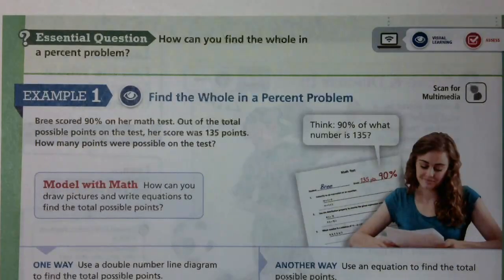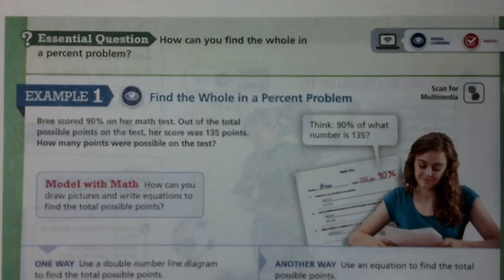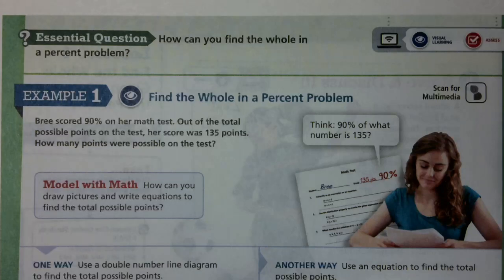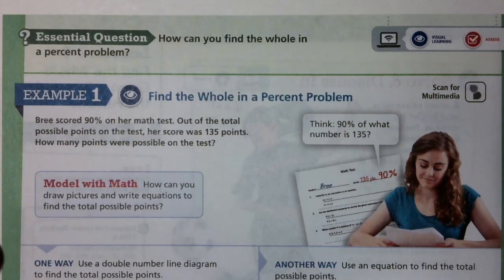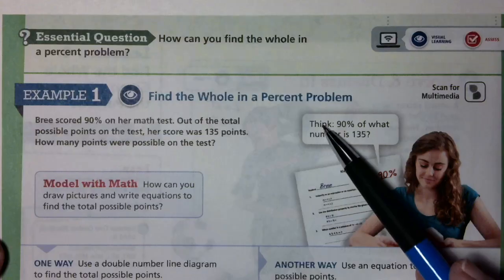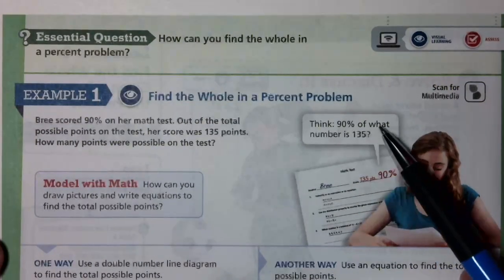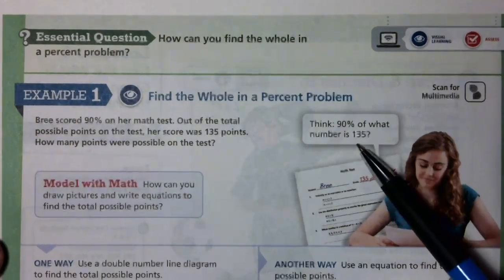All right, let's see how they did it. Bree scored 90% on her math test. Out of the total possible points on the test, her score was 135. Okay, so how many points were possible on the test? So we're looking for an of. Possible, that would be a total number. So look at what it says over here in the little blurb. Think: 90% of what is 135.